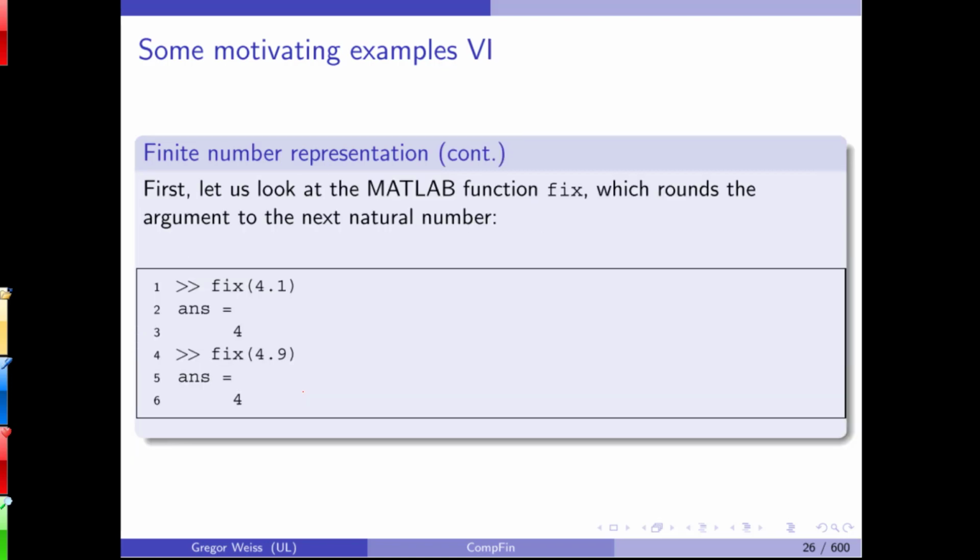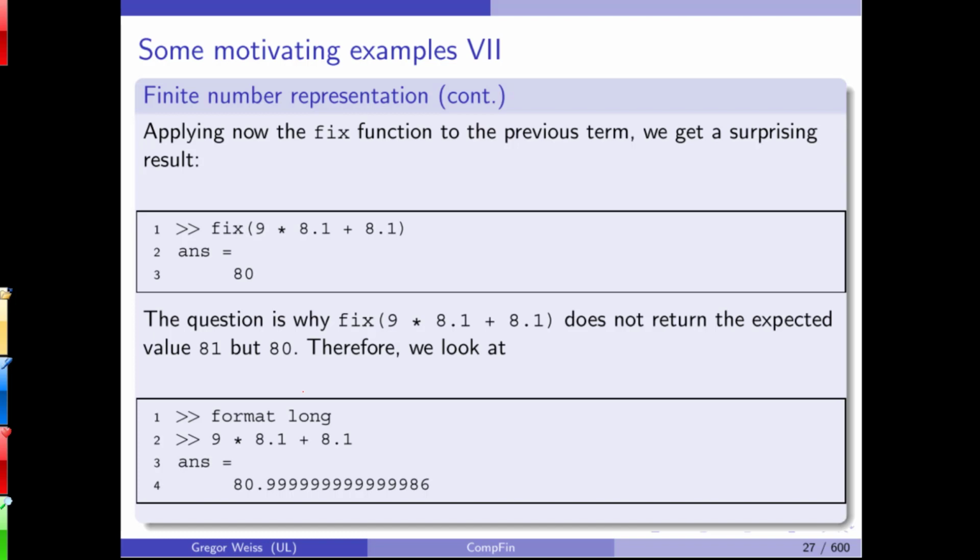Next, we'll look at the function fix in MATLAB that rounds the argument to the next natural number. So fix 4.1 is 4, and fix 4.9 is also 4. So it rounds down to the next natural number. Now, let's do this here. We'll use fix of 9 times 8.1 plus 8.1. And what is the result? It's not 81, as one would expect, but it's 80.